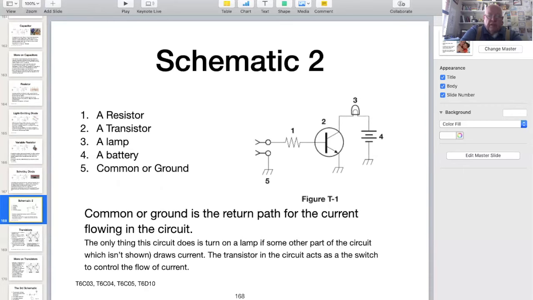Component number 3 is a lamp, while number 4 is a battery. Component number 5 is a symbol for ground, which is the return path for current back to the source. Remember that current is never used up in a circuit, voltage is. All current entering a circuit must exit the circuit.